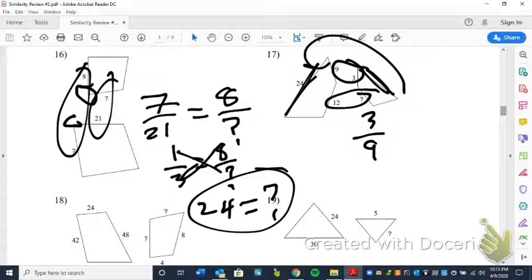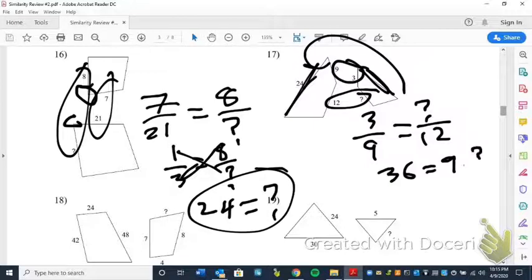So this would be 3 over 9 equals question mark over 12. Now here, I'm not going to simplify first. So what I'm going to do is simply cross multiply. So I get 3 times 12 equals 36, and that gives me 9 times the question mark. I would then divide both sides by 9, and I get the question mark equals 4.